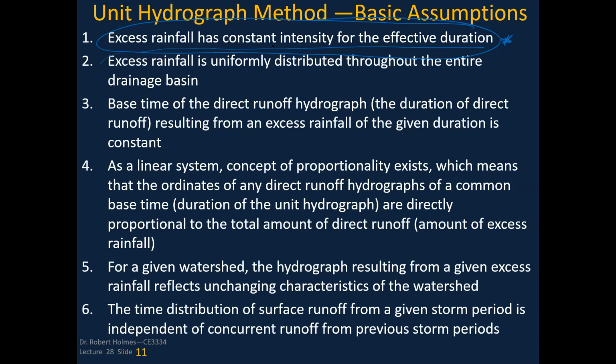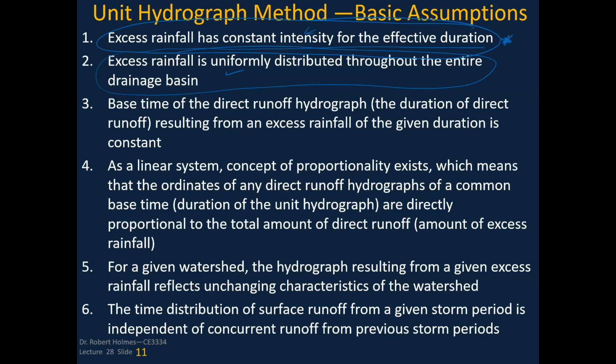The next assumption is that the excess rainfall is uniformly distributed. So we've got this constant intensity. That means that from the beginning of the increment of time for the rain to when the unit hydrograph is applied, it's a constant intensity during that period. Again, 1 hour versus 20 minutes or whatever the effective duration is. The next thing is that rain is uniformly distributed across the entire basin. Again, rainfall is non-uniform.